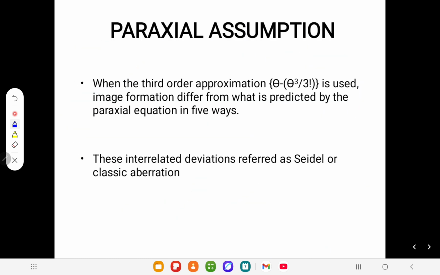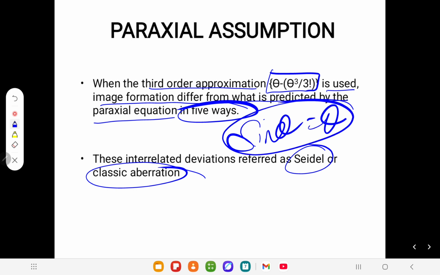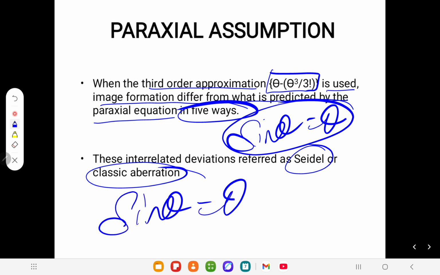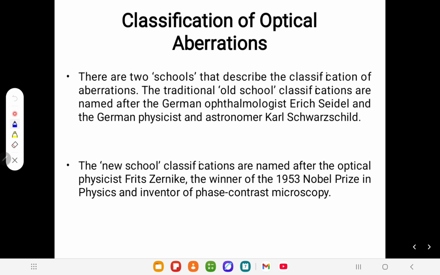Then with third order approximation, if we take only this chunk, image formation differs from what is predicted by the paraxial equation in 5 ways. And these 5 ways we usually call Seidel aberration or classical aberration. If sin theta equal to theta is not happening, and we take only one extra term, theta cubed over 3 factorial, then 5 types of aberrations come, and these 5 types of aberration are called Seidel's aberration or classical aberration. Now today we are going to discuss Seidel's aberration, especially the first aberration, that is spherical aberration.